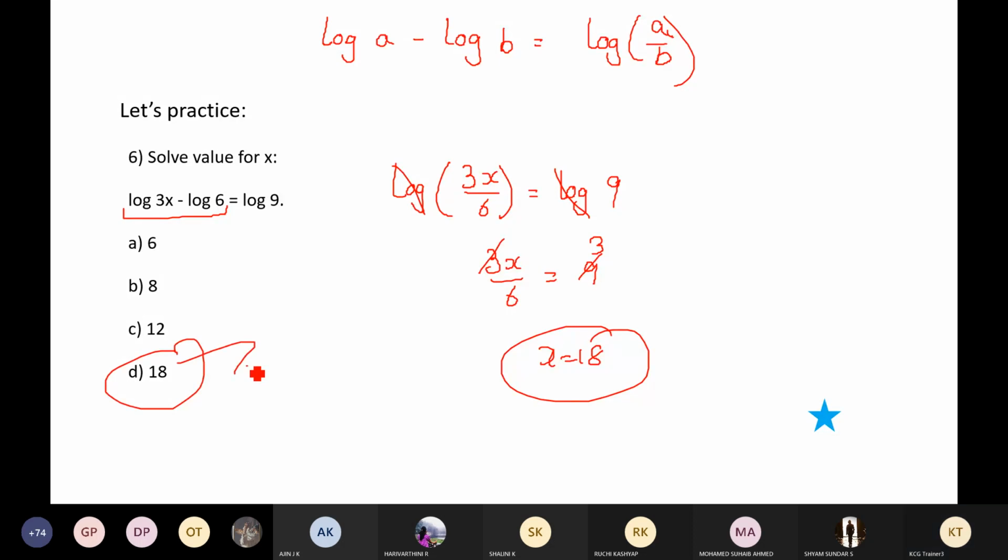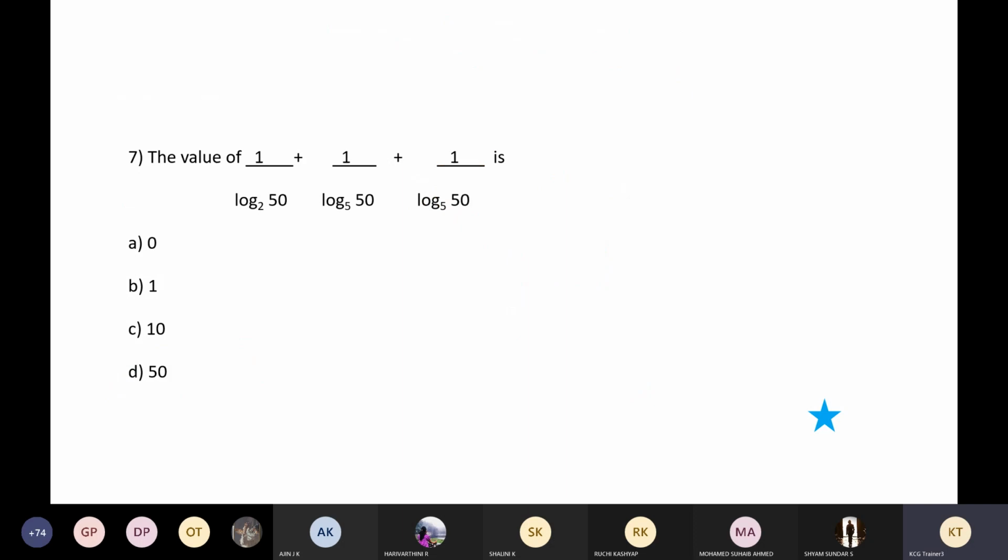Superb. Okay, guys. Now here's the next question. I'll give you a minute. Now this is easy only, but you have to think about it.